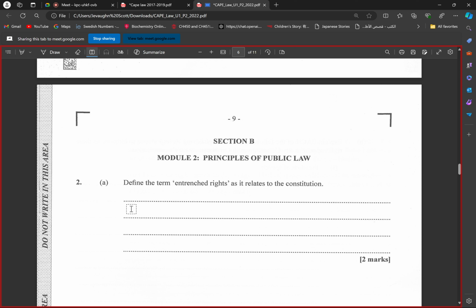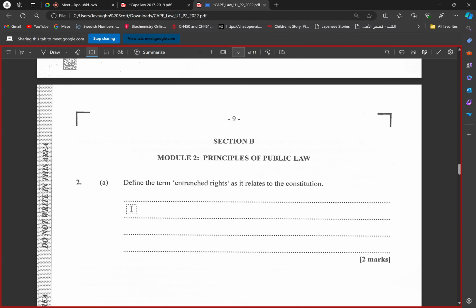Sir, go ahead. To my knowledge, I would say here, entrenchment is a mechanism used to safeguard the provisions of the Constitution so that they're not easily altered. They're not easily amended, okay. So generally, the entrenched rights would be using entrenchment right there.